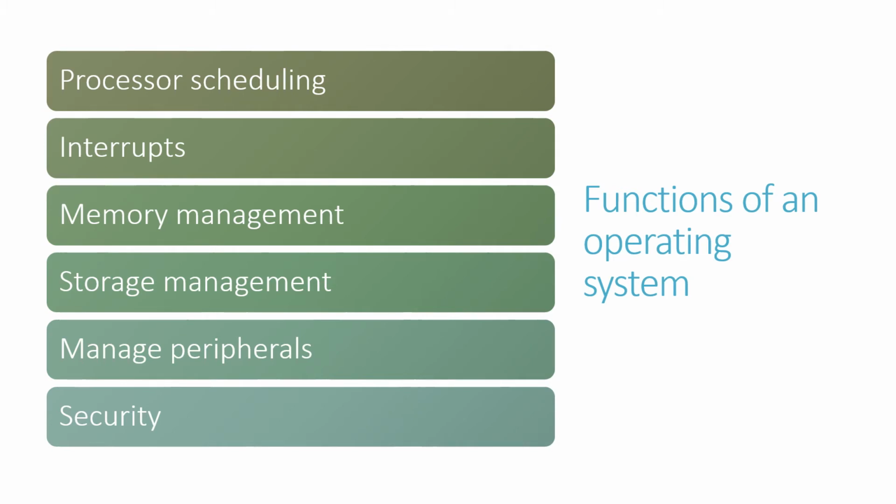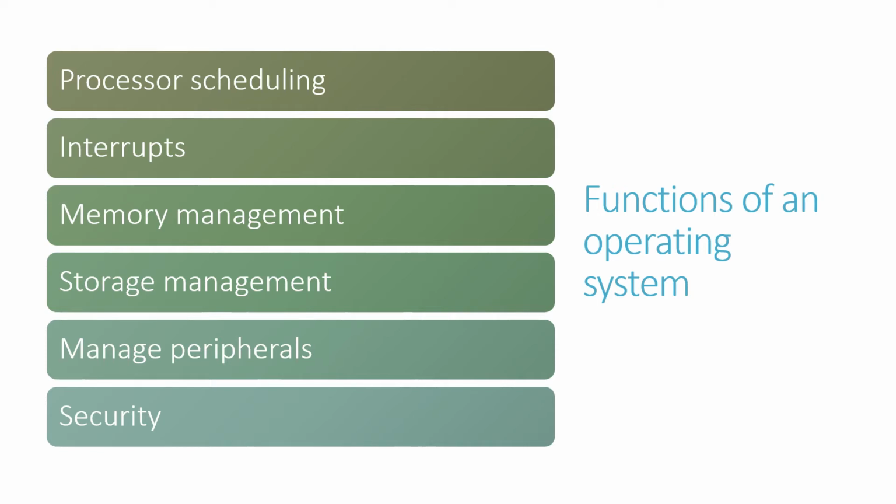So some of the functions that the operating system will have to be able to perform in order to meet these requirements, they must schedule the processor time. So a processor can only do one task at a time. So if there are lots of tasks to do, it'll be the job of the operating system to give each task some of the processor time. It will also interrupt tasks that the processor is undertaking to schedule new tasks.